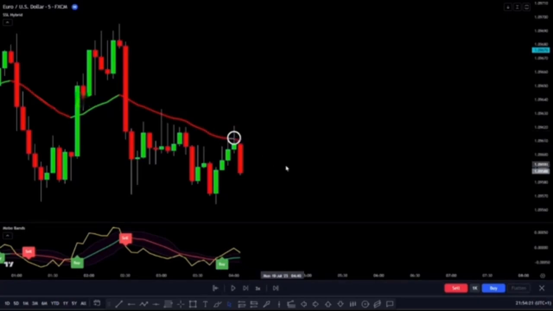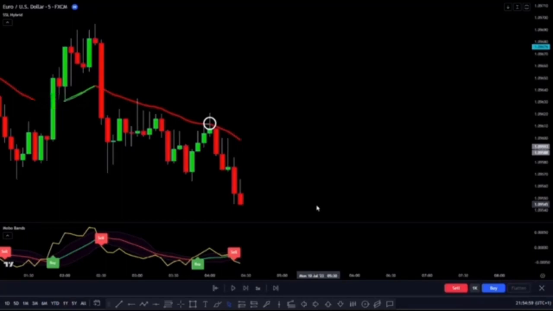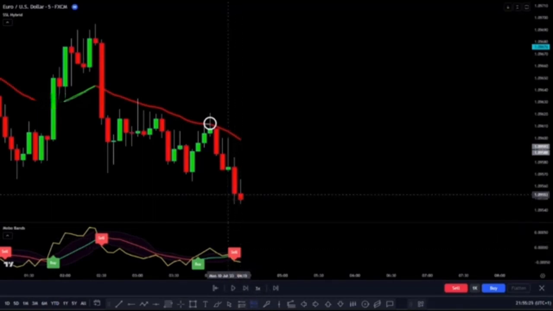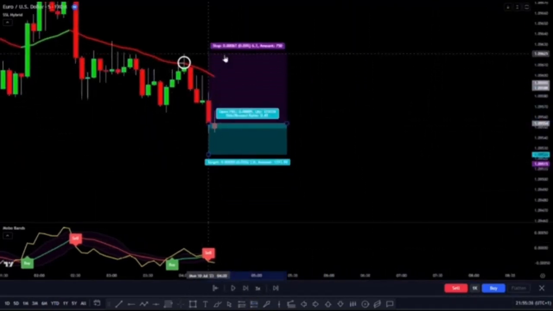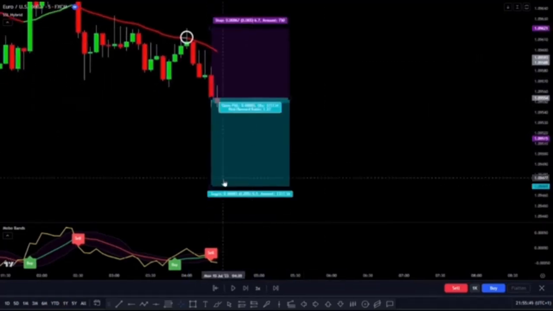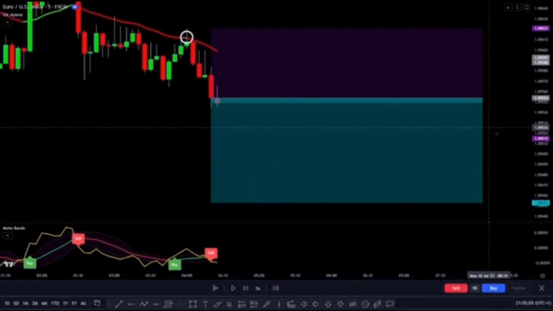After the pullback, we want the next signal on the MOBO bands indicator to be a sell signal. This means that the market is breaking out with momentum below the Bollinger Bands, indicating a higher chance of going down. If the next signal after the pullback is a buy signal instead, we'll skip that setup too. Otherwise, we'll enter a short trade. We'll set our stop loss at the recent highest point the price reached, and our profit target will be 1.5 times the risk we're taking.